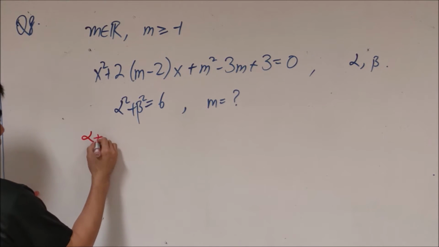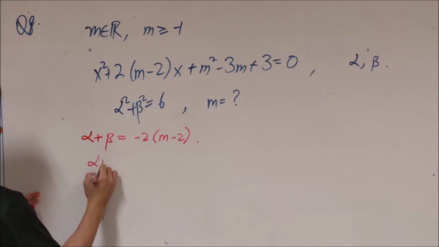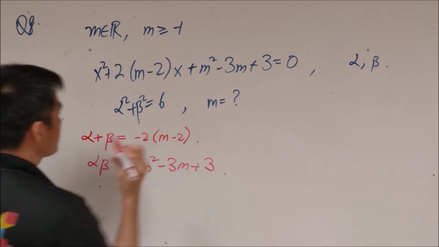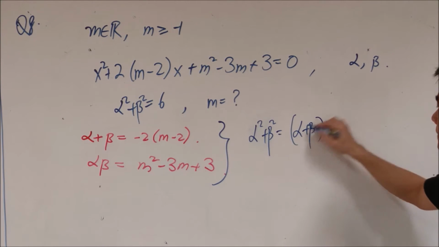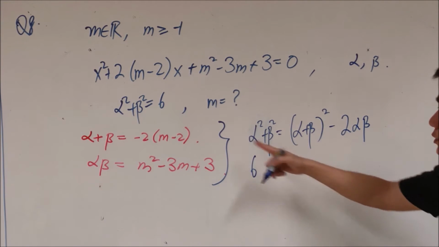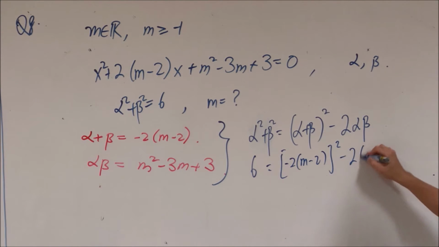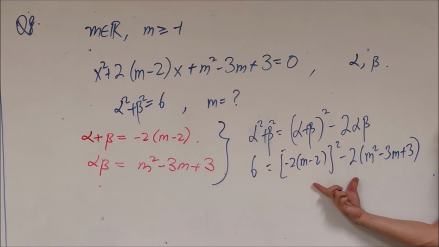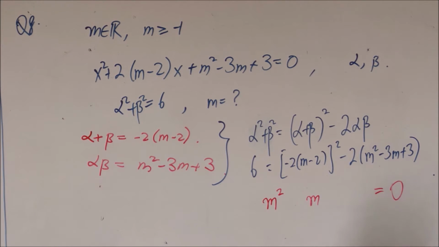For Vieta's formula, we have alpha plus beta equals negative b over a, and alpha beta equals c over a. We know that alpha squared plus beta squared equals alpha plus beta squared minus 2 alpha beta. This means that 6 equals negative 2m minus 2 squared minus 2 of m squared minus 3m plus 3. And this will give me a quadratic equation in m. So we have m squared, m, and something equals 0.